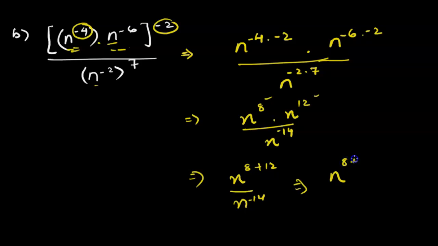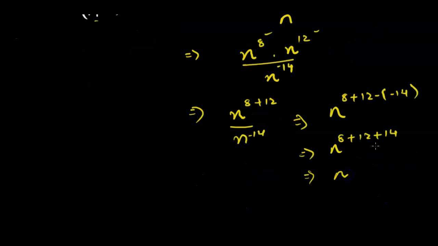which can be written as n to the power of 8 plus 12 minus -14. And that gives us n to the power of 8 plus 12 plus 14. That gives us n to the power of 26 plus 8, which is 34. And we see that the final answer has a positive power. So this is the final answer.